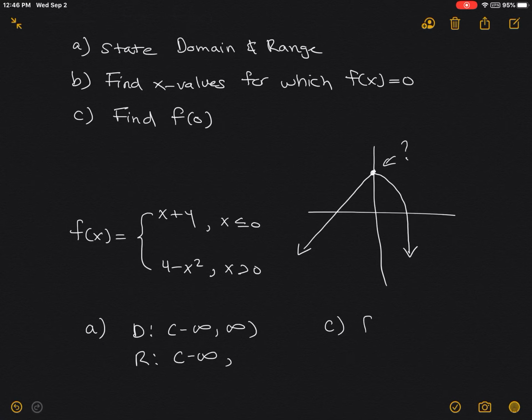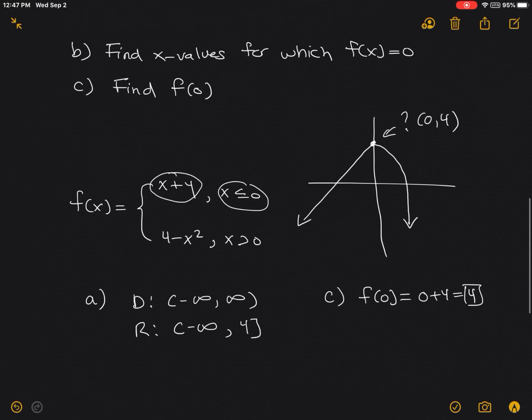Part C asks us to find f of 0. And f of 0 is defined for this top part of the function, because 0 is less than or equal to 0 in the piecewise. So you plug it into the top part, this guy right here. So f of 0 is equal to 0 plus 4, and now you know that value is 0 comma 4. Okay, so in other words, that's your y-intercept. So f of 0 is 4. That's going to help us answer part A, right? The range is from minus infinity to positive 4, and close that with a bracket.